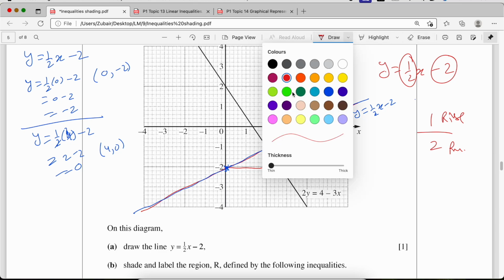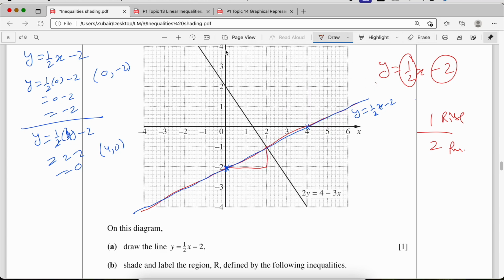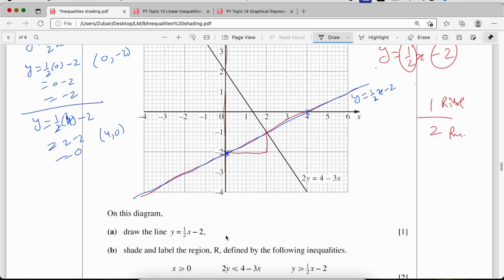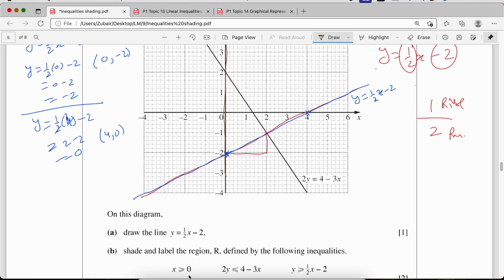Let me change that. And the inequality says x is greater than or equal to 0. For now, I'm just marking a little shade that it is to the right of this line.